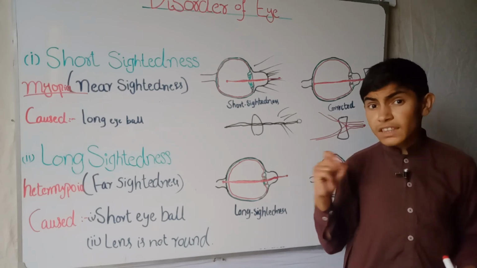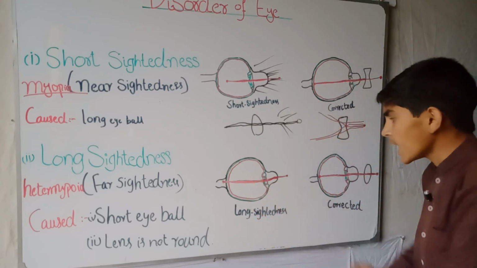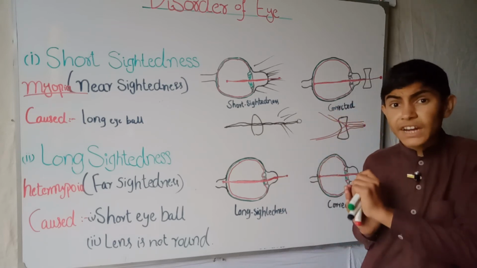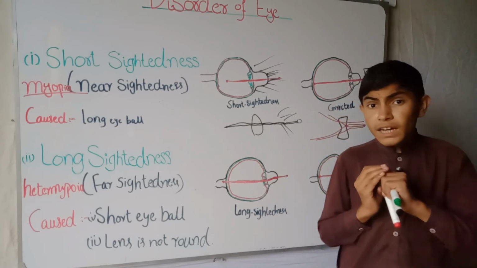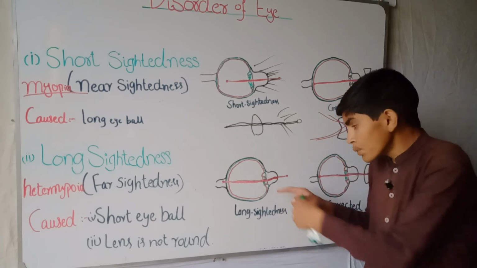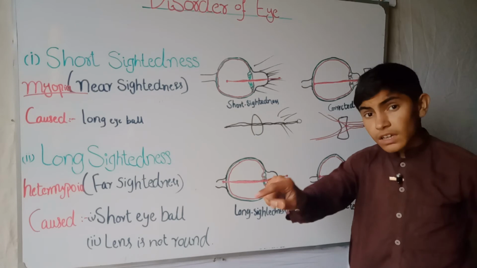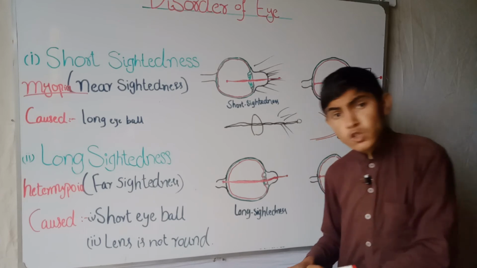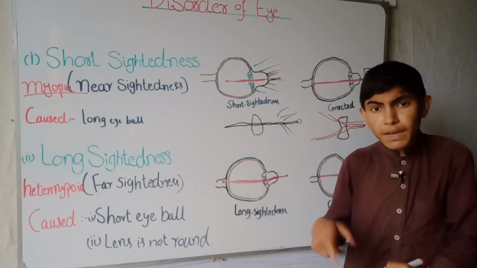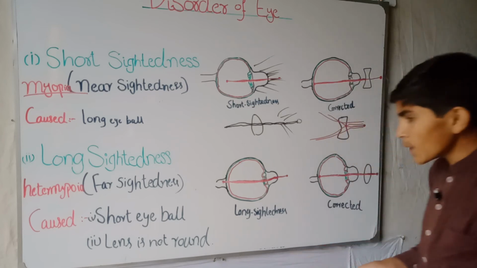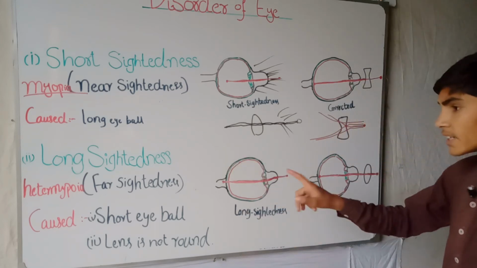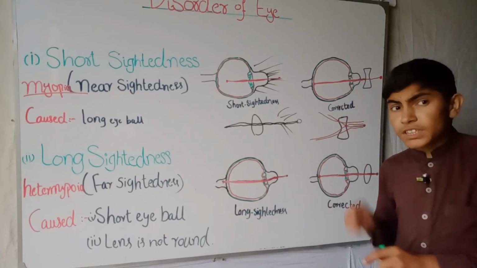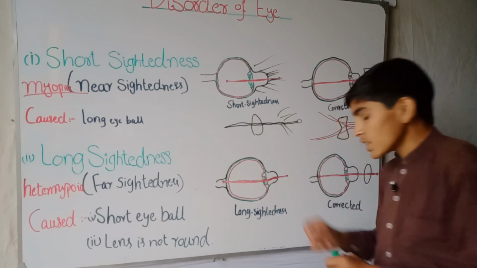In this disease, you can see here in the diagram, the lens is not able to focus the light rays coming from outside correctly on the retina. Instead, it focuses the light behind the retina. The light rays go at high speed and focus behind the retina, so there is no image formed. Therefore, we call this disease long-sightedness. In this disease, a person can see the far objects but cannot see the near objects.